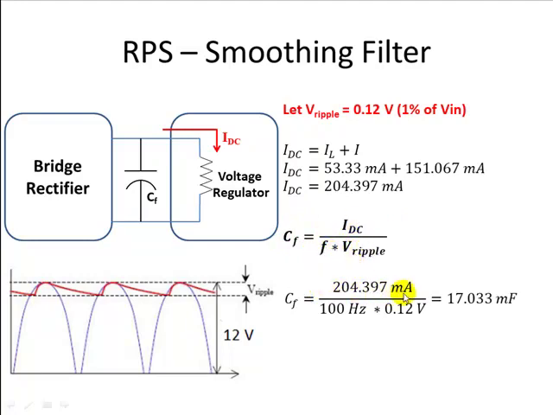IDC is the current that should enter the voltage regulator. In this case, for the smoothing filter, it acts as a load. So that is 204.397 milliampere.